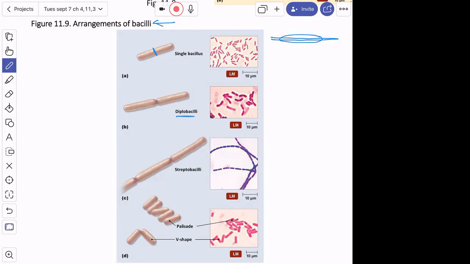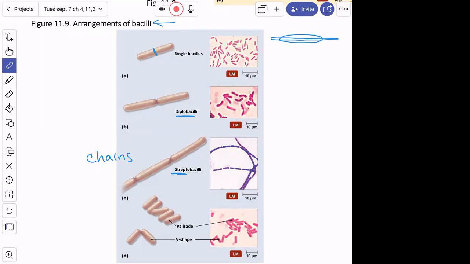Streptobacilli, that prefix strepto means chains. Like streptococcus, round cells in chains. So those terms start to make sense a little bit, hopefully. It's a little bit less common for bacilli. Anthrax tends to form chains like that. Bacillus anthracis is an example.